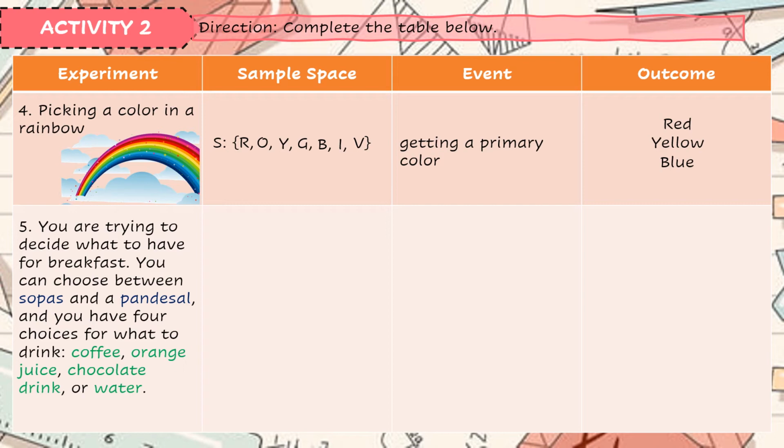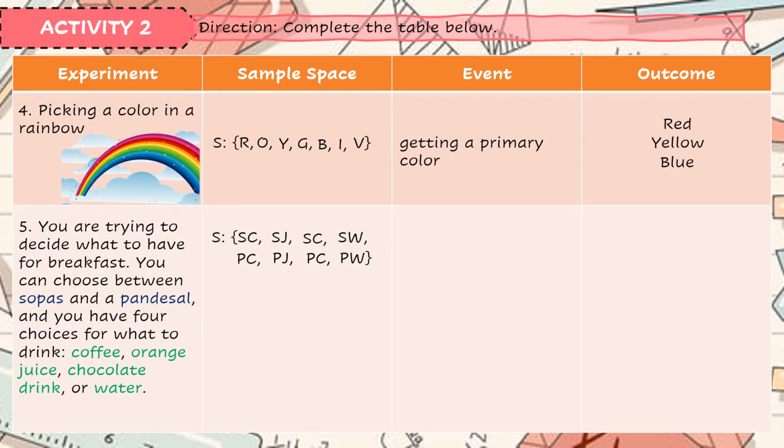So, what are the possible outcomes or the complete list for possible outcomes? In sample space, pwedeng ang first choice mo ay sopas and then coffee. Pwede ring sopas, orange juice. Pwede ring sopas, chocolate drink. Pwede ring sopas and water. Pwede rin ang pandesal, then coffee. Pandesal, orange juice. Pandesal, chocolate drink. And pandesal, water. So, this is the complete list of possible outcomes for our experiment number 5.